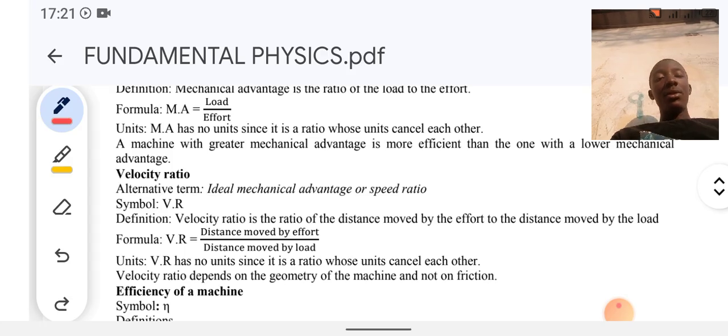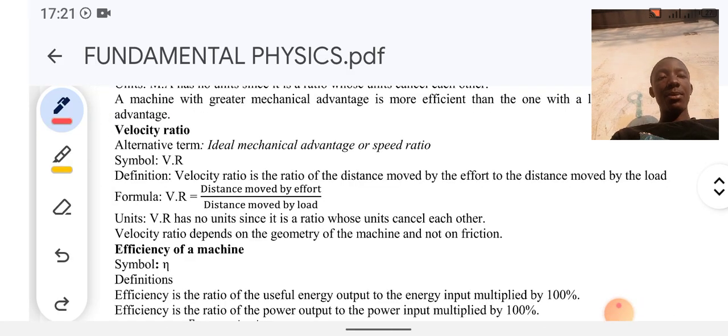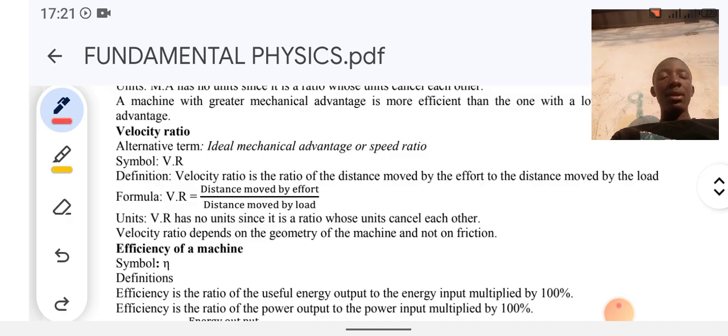Then moving on, we're going to look at the velocity ratio. The velocity ratio can also be called the ideal mechanical advantage or speed ratio. The symbol for velocity ratio is capital VR. The best way to define velocity ratio is as the ratio of the distance moved by the effort to the distance moved by the load.